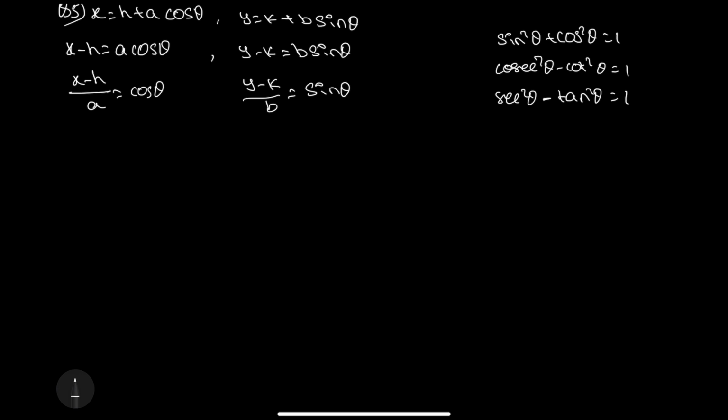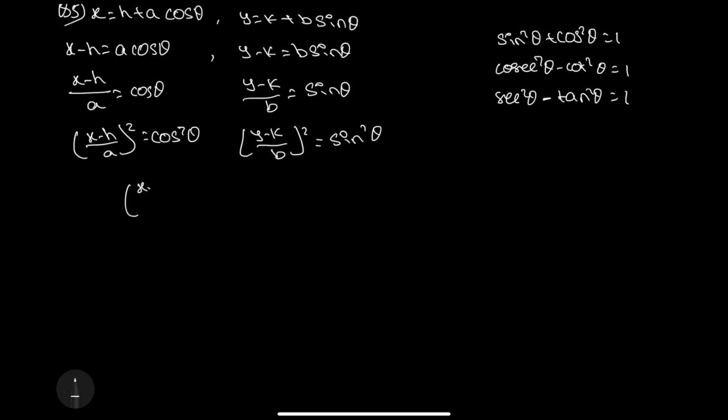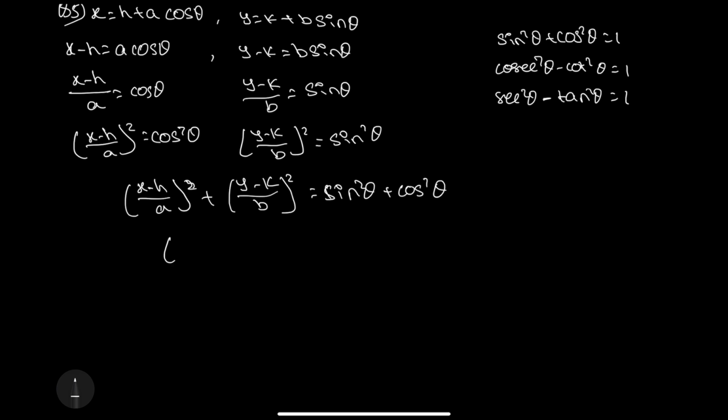So we'll be applying square on both sides. We'll get ((x - h)/a)^2 = cos^2 theta, and ((y - k)/b)^2 = sin^2 theta. And just we need to add these two. We'll get ((x - h)/a)^2 + ((y - k)/b)^2 = sin^2 theta + cos^2 theta. And here we have our identity, ((x - h)/a)^2 + ((y - k)/b)^2 = 1. So here our theta is removed.